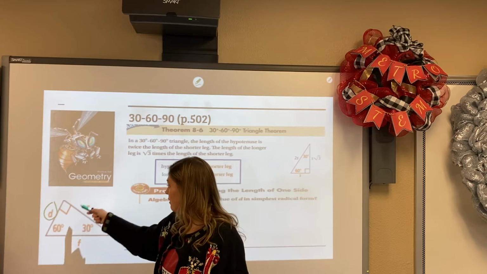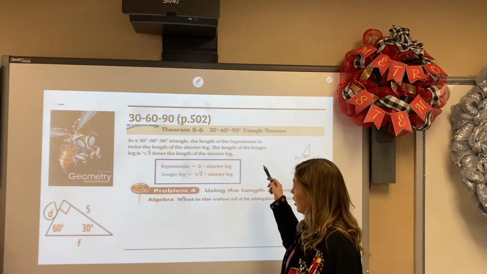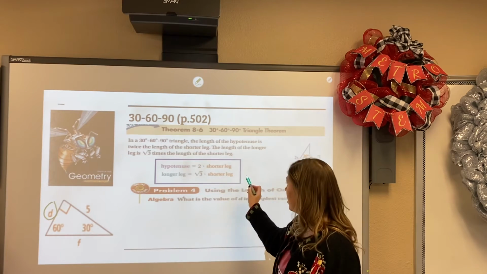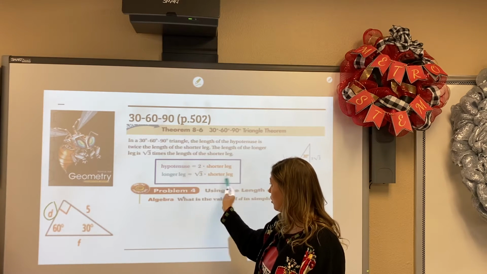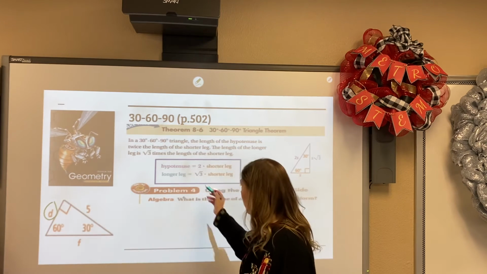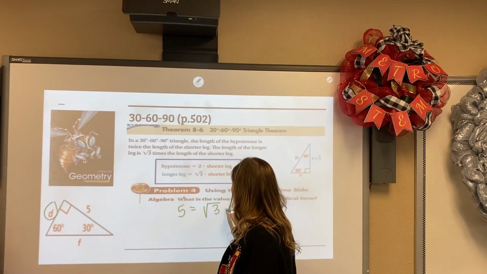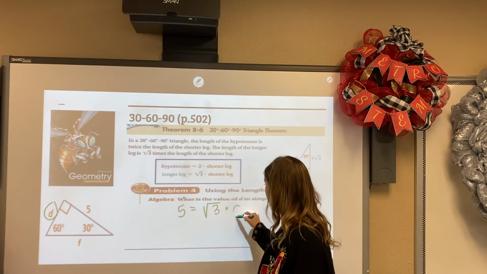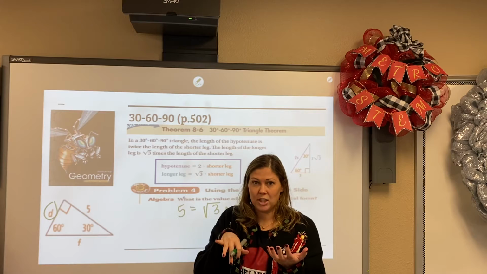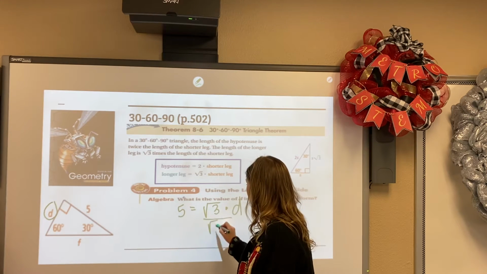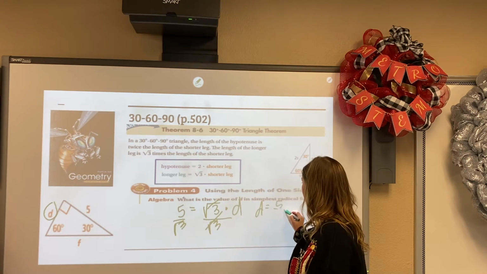We are given 5, which is across from 60. So if we look here, we are given the longer leg. The longer leg is equal to root 3 times your shorter leg. That shorter leg, which is D, is what we're looking for. So our longer leg is 5. So 5 is equal to the square root of 3 times our D. That's what we need to find. So we're undoing that multiplication of root 3, so we divide both sides by root 3. Cancel, cancel. So our D is equal to 5 over root 3.